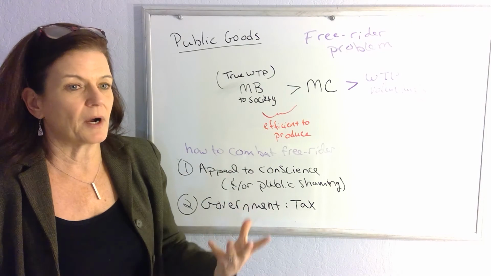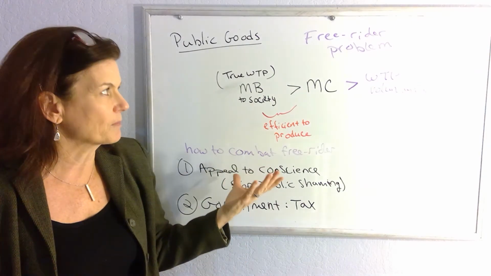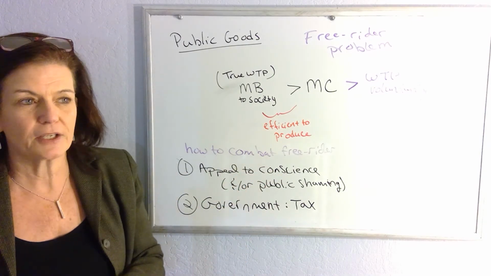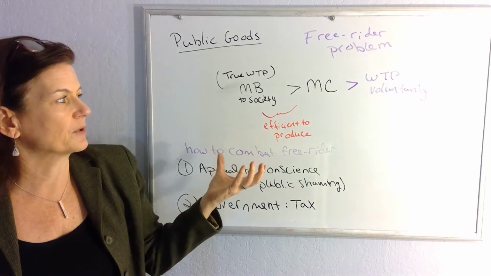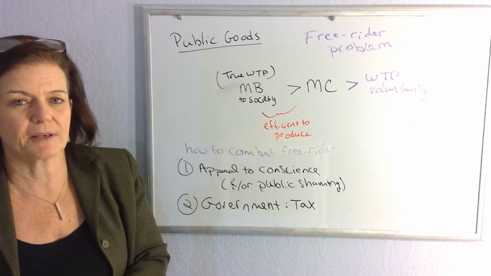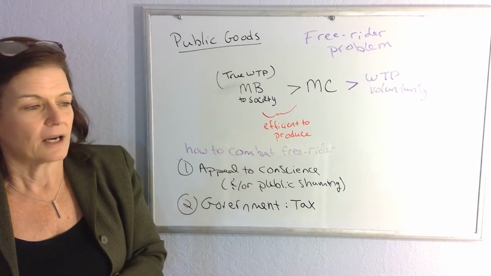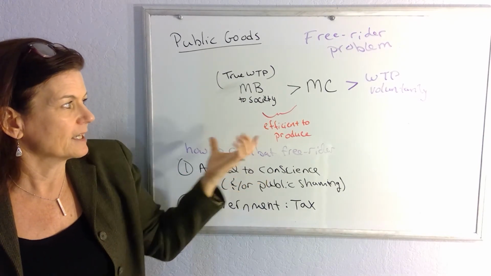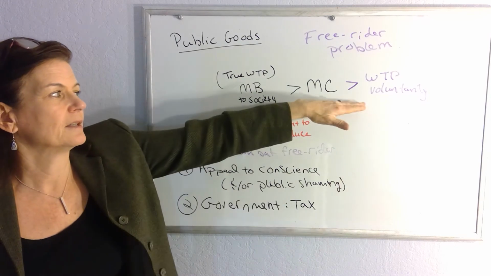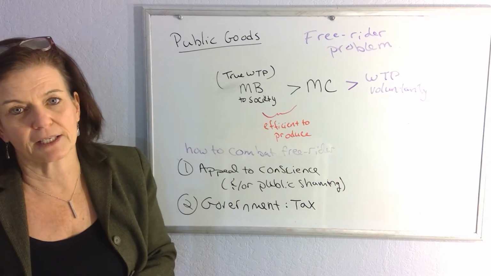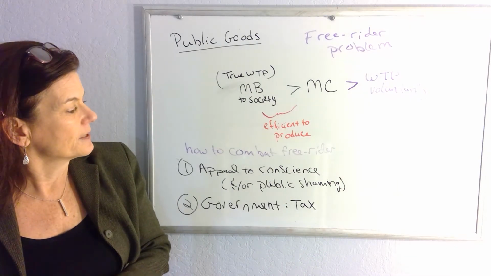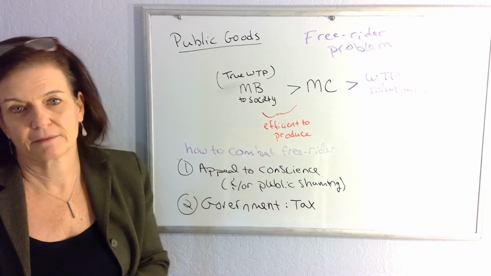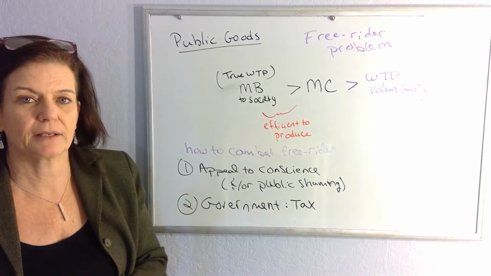And so this is why in a lot of cases with public goods, or even goods that aren't entirely public but have some public goods characteristics, you do see government provision of these goods, because if you leave it to the free market, there's going to be too many free riders and you're not going to get it produced. But the government can make you pay.